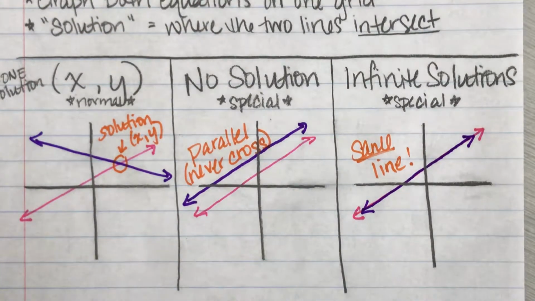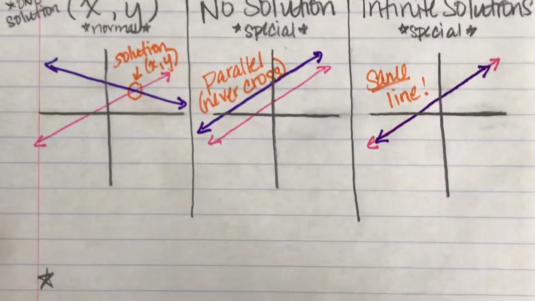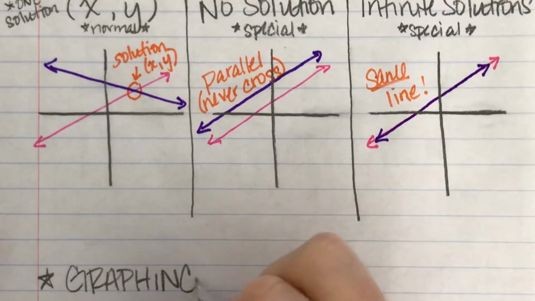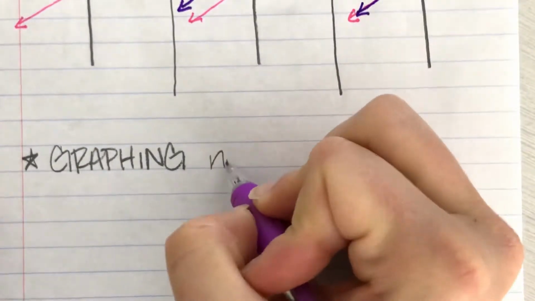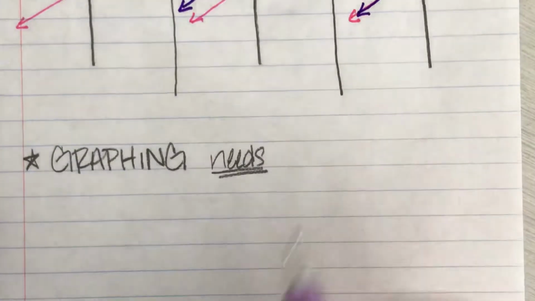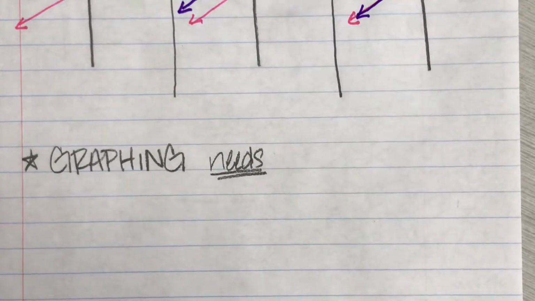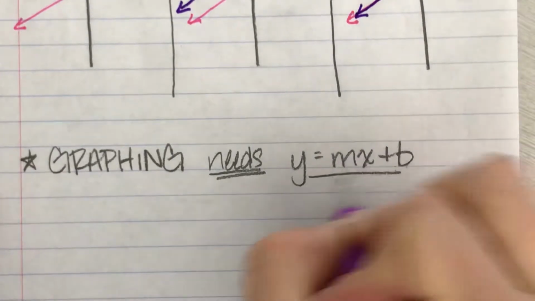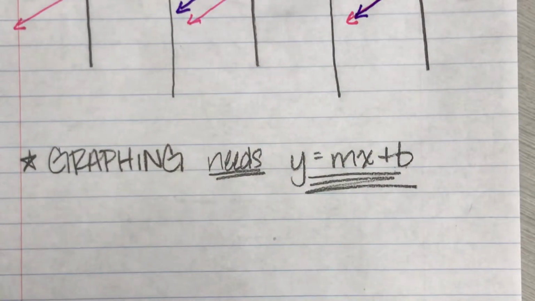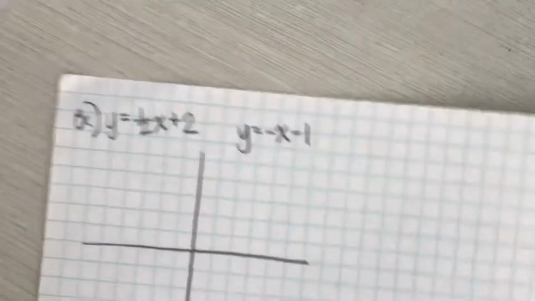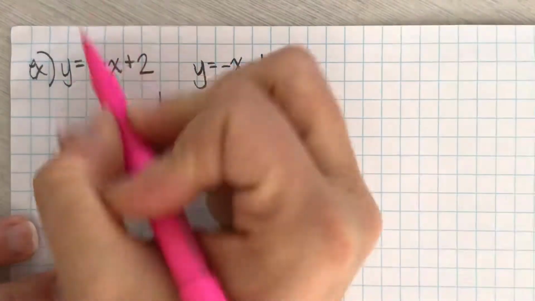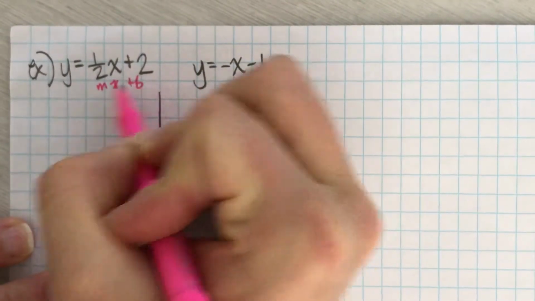Now, one thing I want to remind you, and I want you to put a note to yourself down here, is that if you are graphing, graphing needs a certain form. When we were graphing lines, because everything we're going to do is linear right now, we need y equals mx plus b. That's kind of a big deal. So if you don't have an equation in mx plus b form, you're going to have to do some math to get it there.